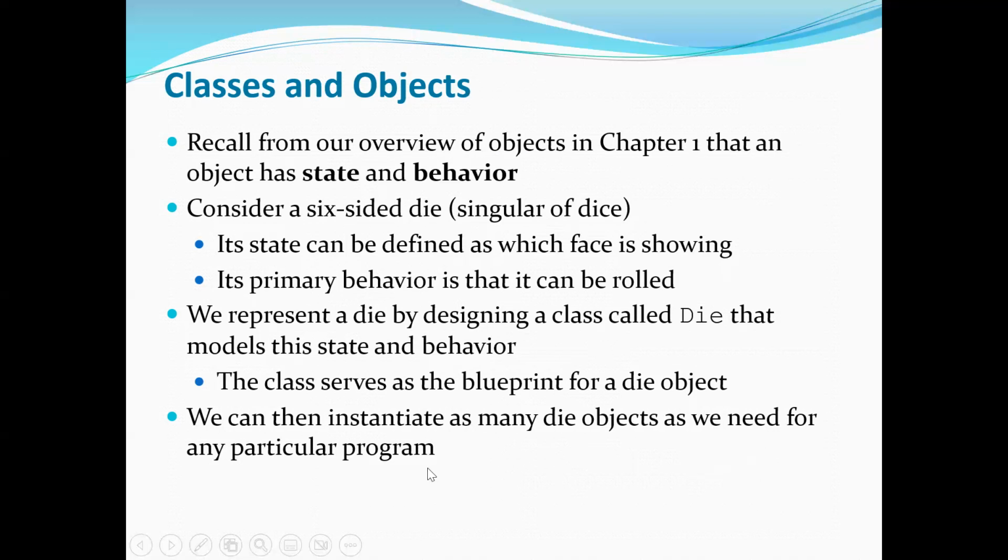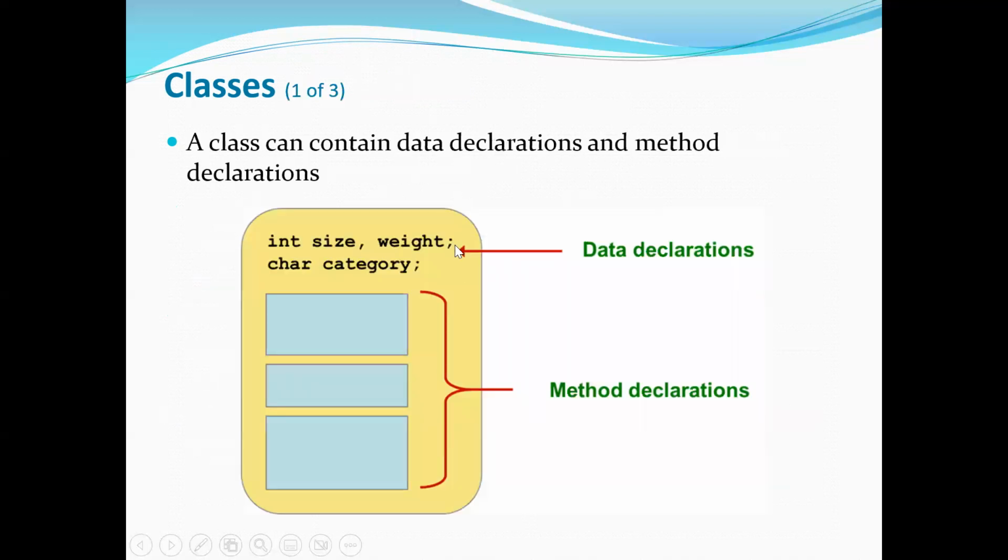So I create one class named die. Now I can create as many dice objects as I want from the class. It's like building a house. The architect may have one blueprint design of the house, but he can build as many houses as he wants using the same design. So here we say a class can contain the data declaration and the method declaration.